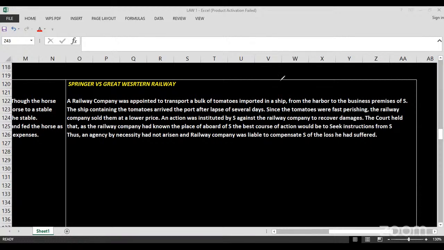Springer versus Great Western Railway. A railway company was appointed to transport a bulk of tomatoes imported in a ship from the harbor to the business premises of S. Okay, now there is a railway department, and that's a business premise. And this is the harbor. Let's write it as H.